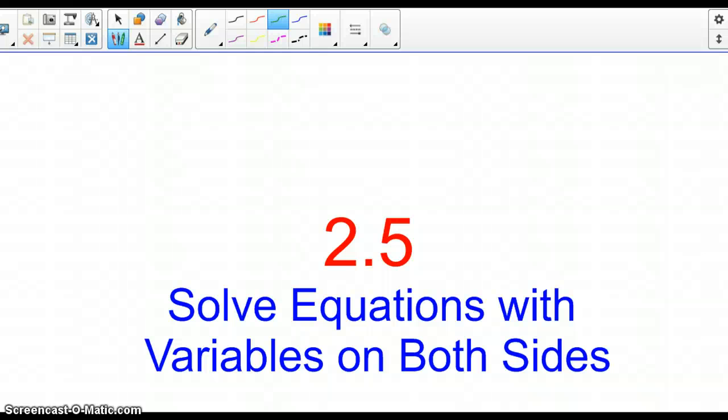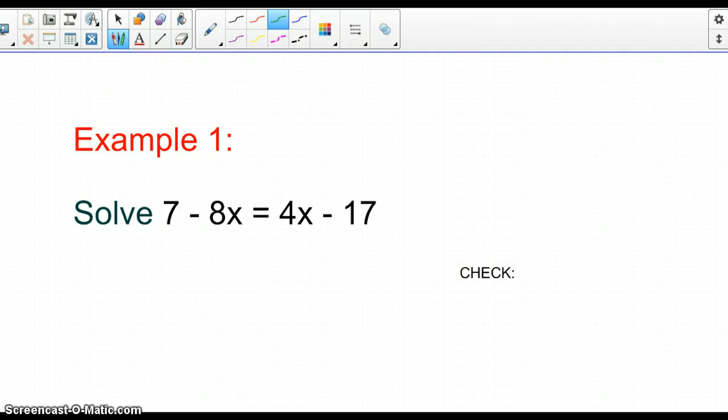Alright, so for this video, we're looking at Chapter 2, Section 5, and the topic for today is to solve equations with a variable on both sides. We look at the first example here. We can see that there's a variable here and a variable here.